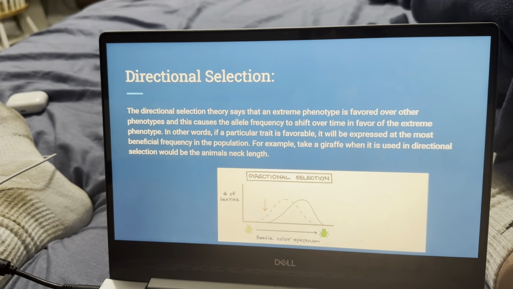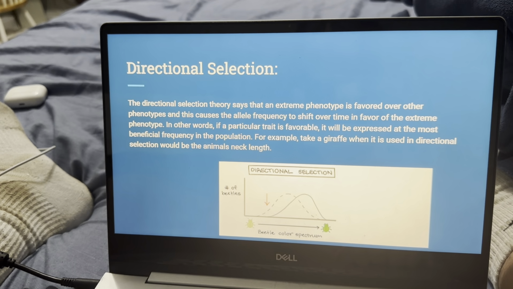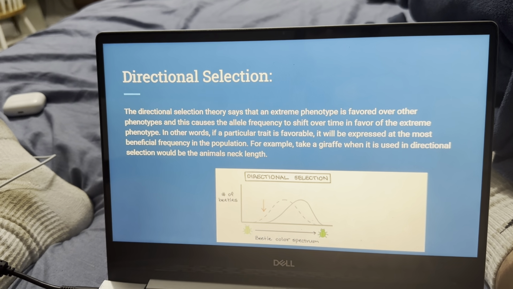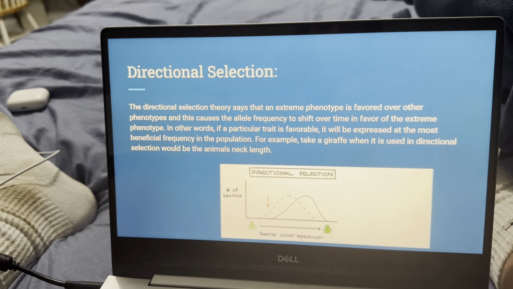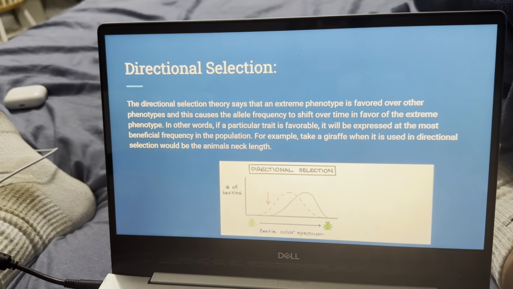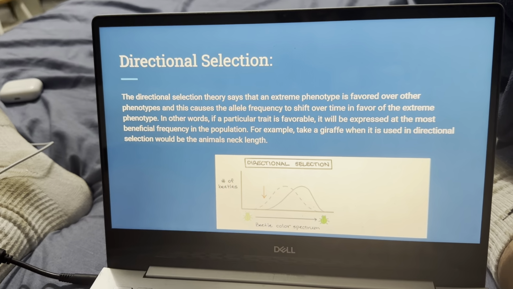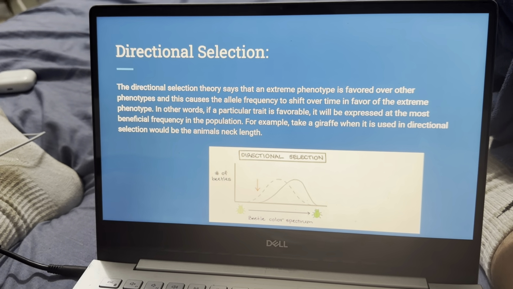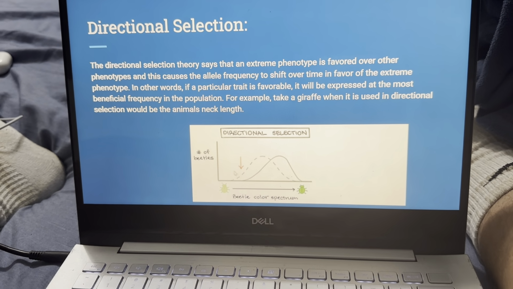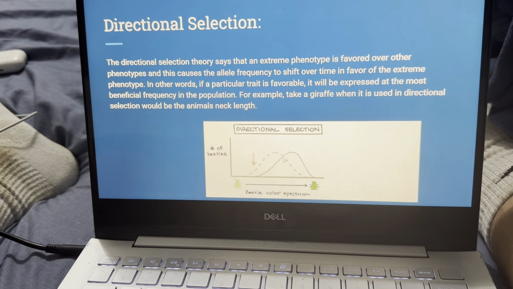When it's used in directional selection, it would be the animal's neck length. You can see this out in the wild today, as animals have progressed throughout evolution and time, the ones that way back when were not the biggest or could not grow to the right height were never able to eat and ended up dying off with the bigger, larger, taller trees. And nowadays we get the height of the giraffe and how long their necks are versus how long they used to be way back when. And if you look down here at the bottom below, you can see the natural curve from what it used to be and how it's now shifted in today's time.